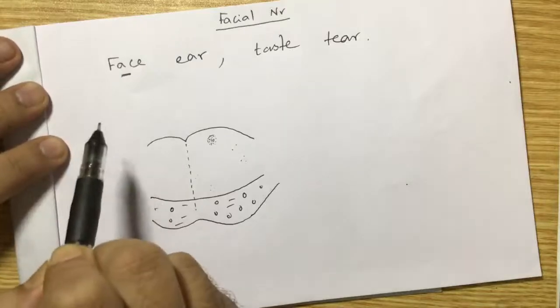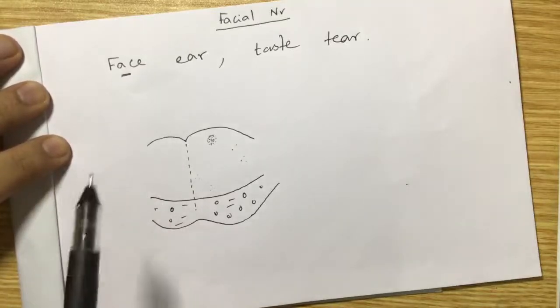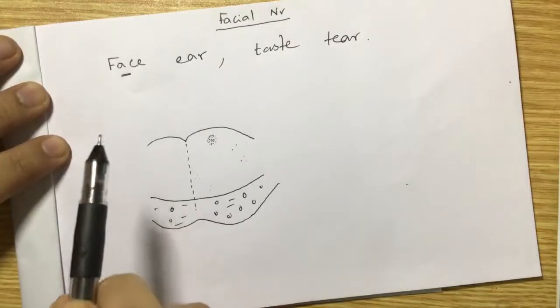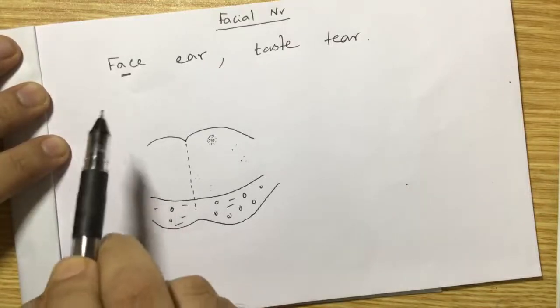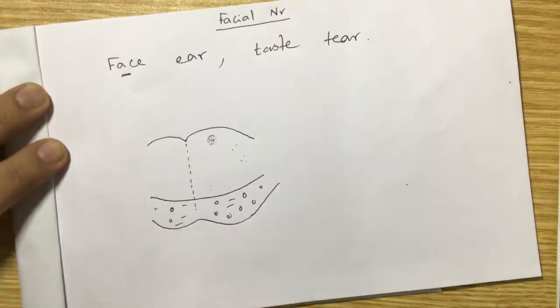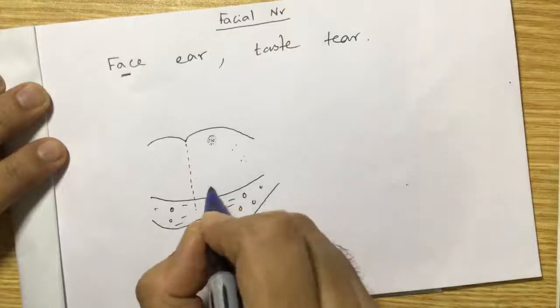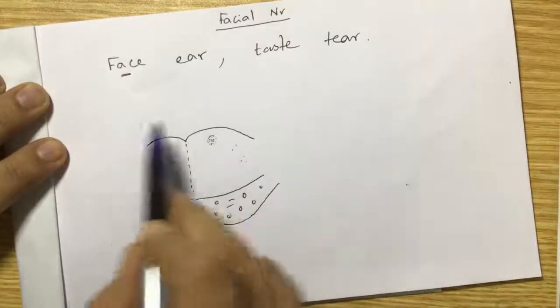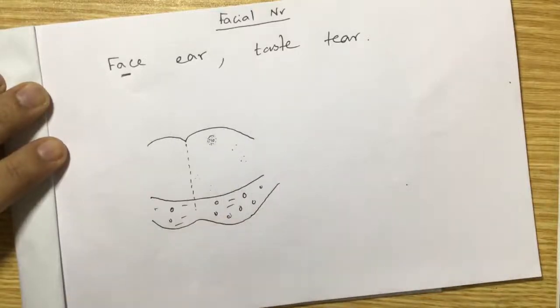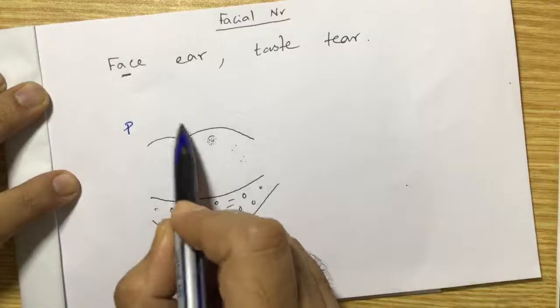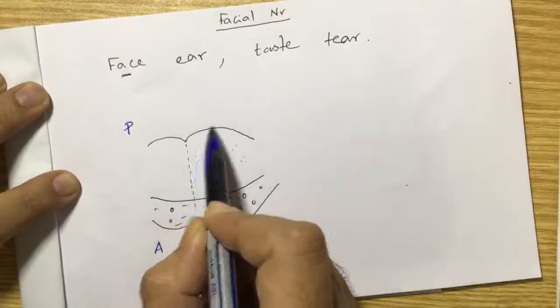which are developed from the second branchial arch. So, it is a special visceral efferent type of nuclei. That nuclei is present here. This is the transverse section of the pons. It is the anterior side, it is the posterior side. Here lies the fourth ventricle, and this is the floor of the fourth ventricle.